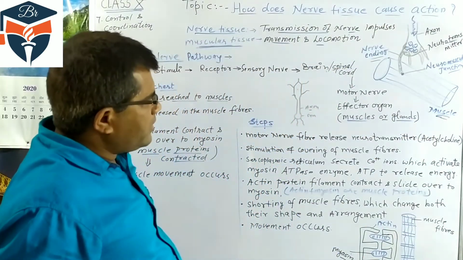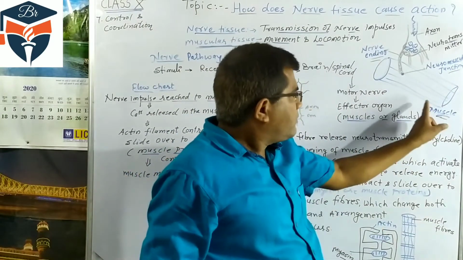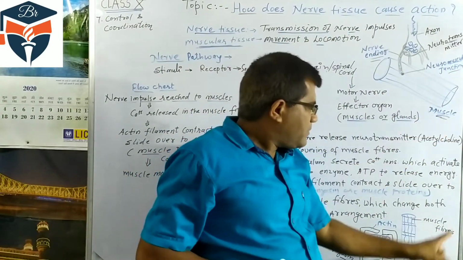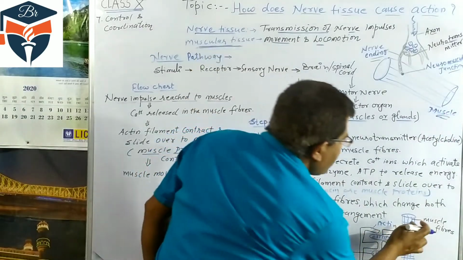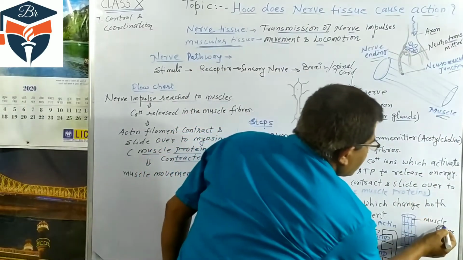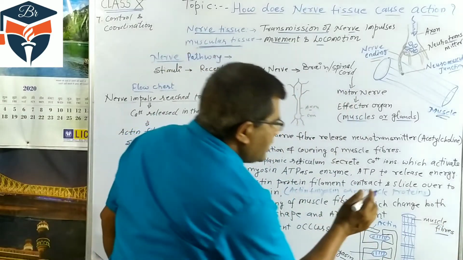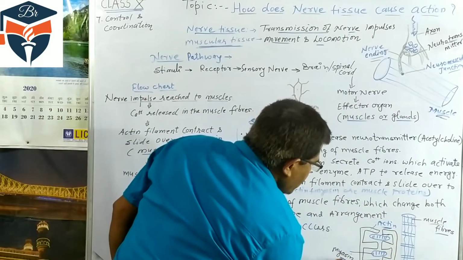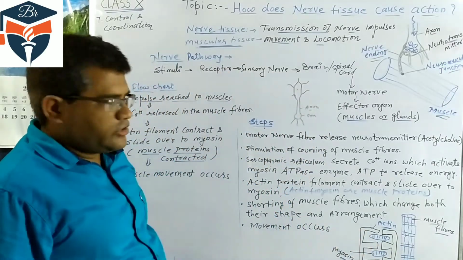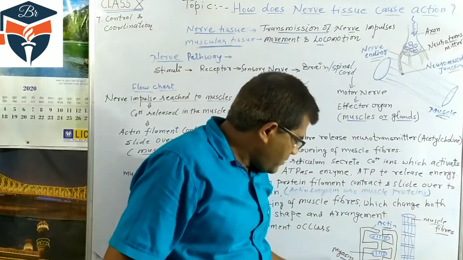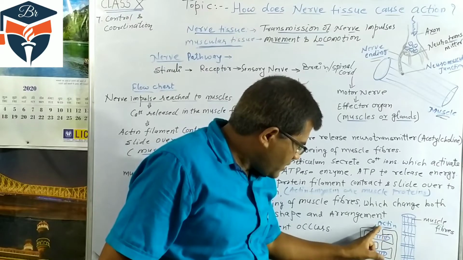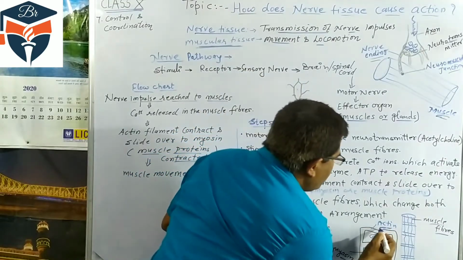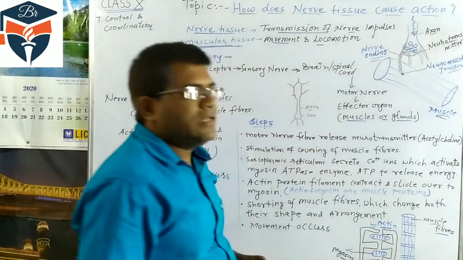Students, a very important part is the muscle. This muscle is made up of muscle fibers. These filament-like structures are called muscle fibers, and each muscle fiber is made up of actin and myosin proteins. Actin and this is myosin. These are the two proteins commonly called muscle proteins.